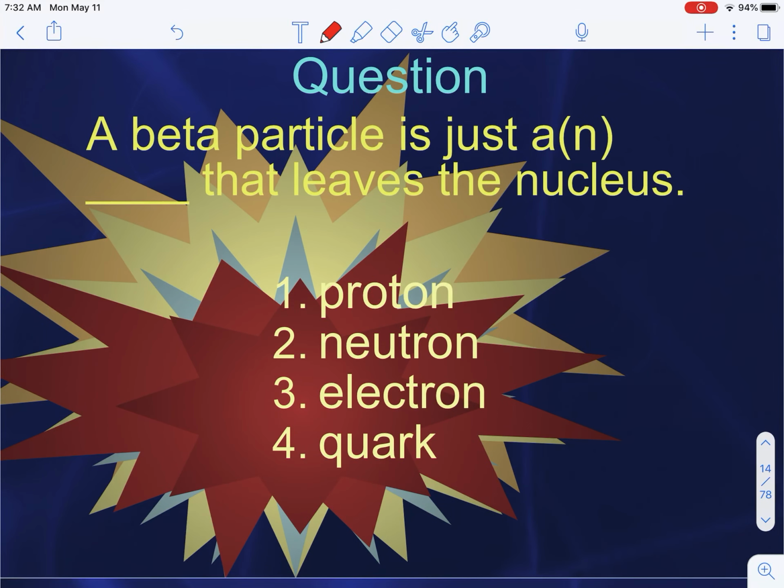Question. A beta particle is just a blank that leaves the nucleus. The answer there is 3, electron. A beta particle is just an electron that's leaving the nucleus, which is totally foreign to anything we've talked about this year. We only talked about the electrons circling outside. So remember that the neutron is actually changed into a proton and an electron.